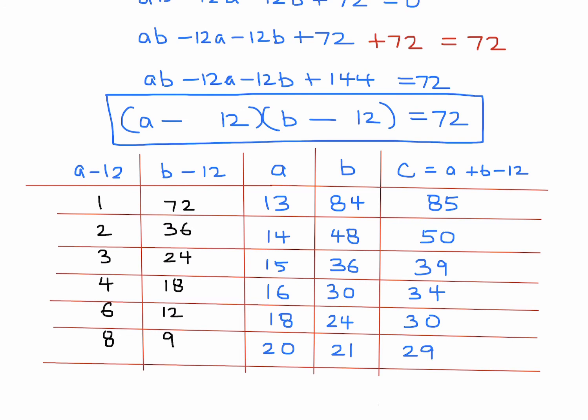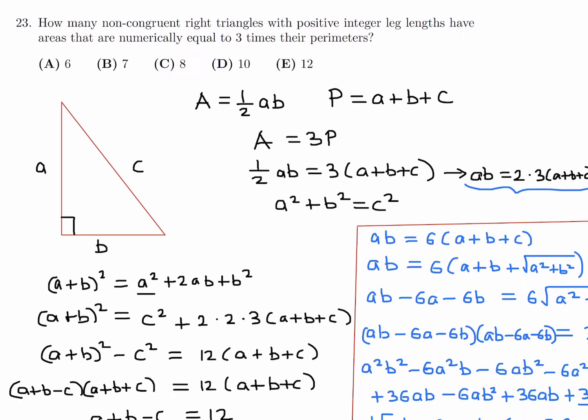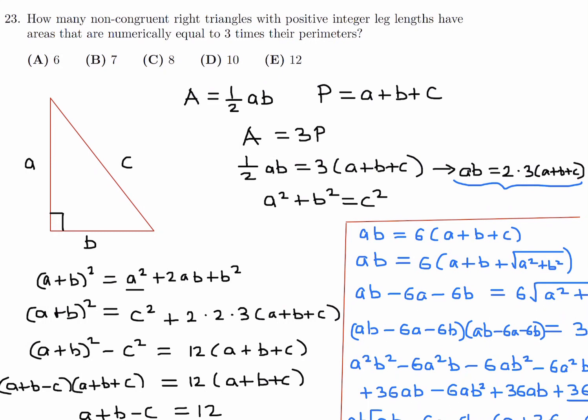So how many triangles did I get in this very cool question? I got 6. Great. So number 23, the answer is 6, which is choice A.